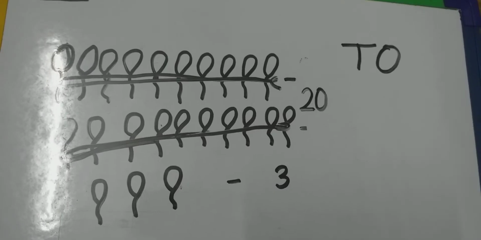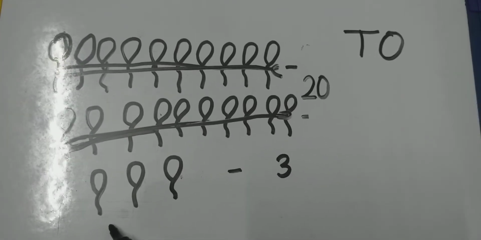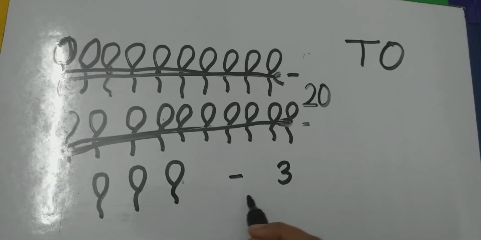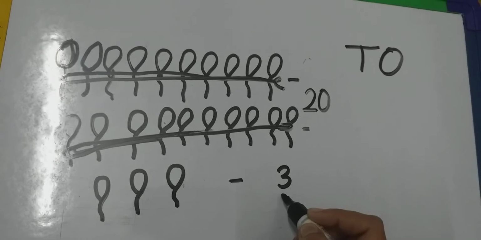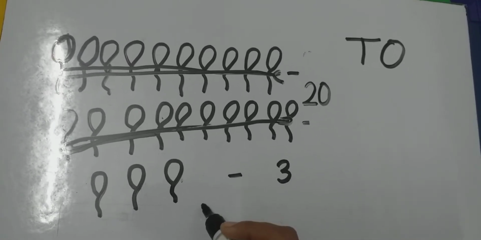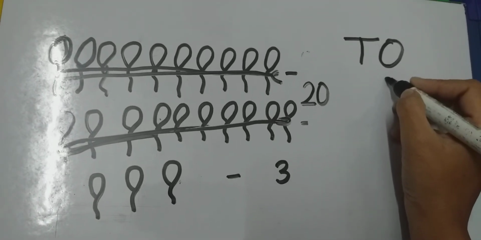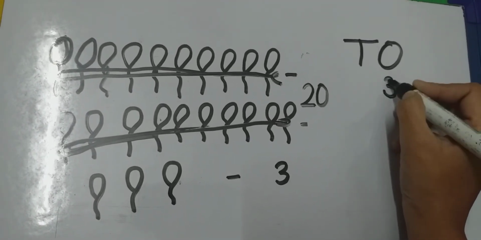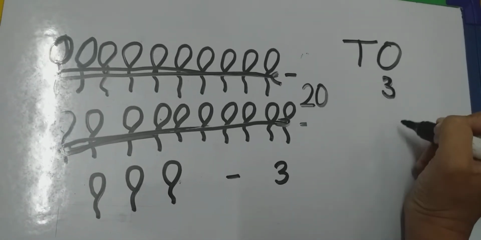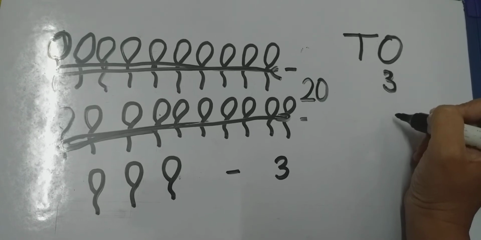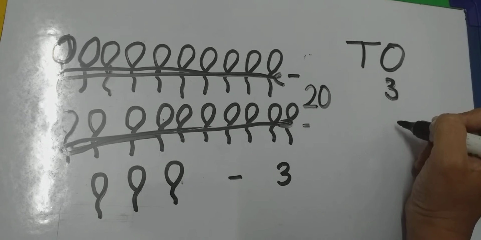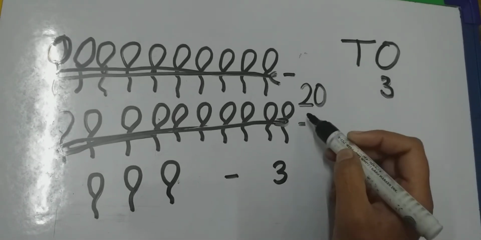ओके, सो चिल्ड्रन टेल मी हाउ मेनी balloons we have without bundle. It's 3. These come under ones. Okay, 3 ones because 3 is less than 10. And how many bundles are there?